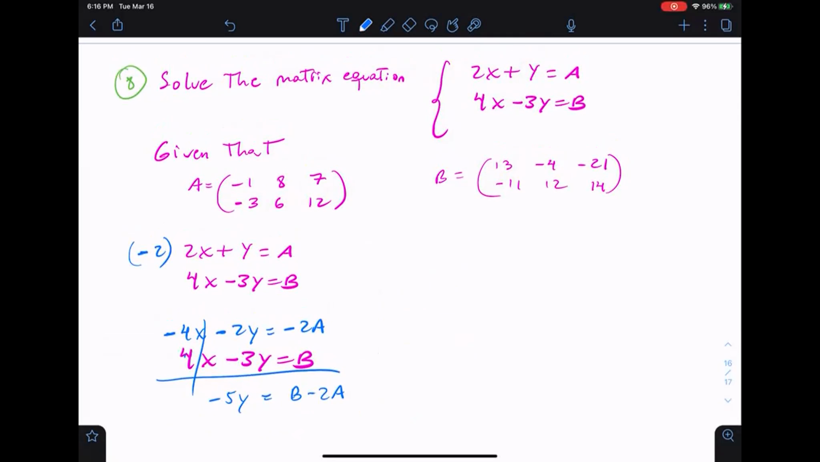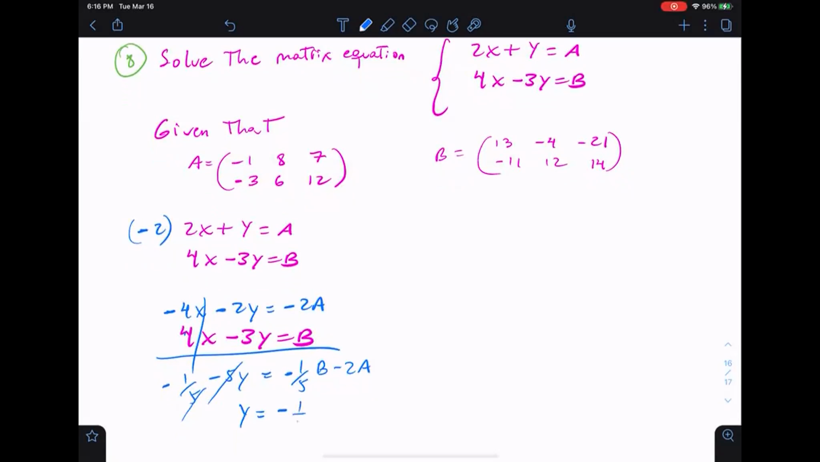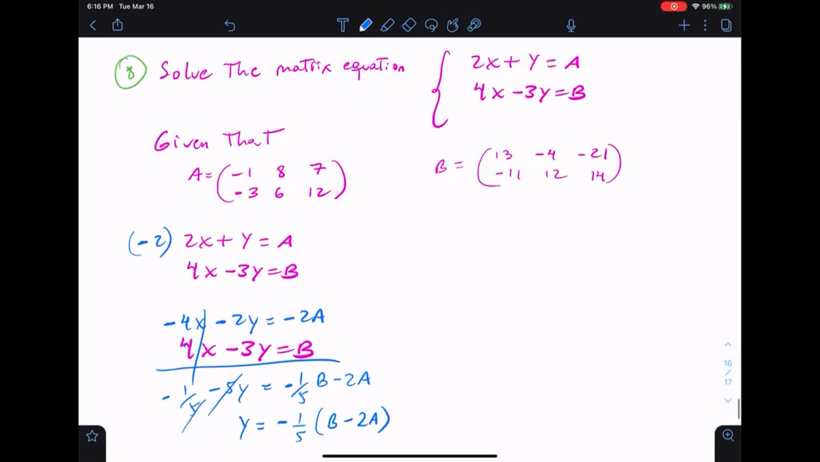So here you can do b minus 2a times negative 1/5. That's a scalar multiplication, negative 1 over 5. If you multiply this by negative 1 over 5, it will cancel with this, and the negative makes a positive. So that's just y by itself, and this is negative 1 over 5 times b minus 2a. So now you need to plug that in and do the multiplication.